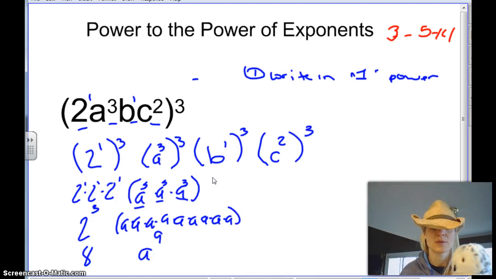So here we have b to the 1 3 times. So b, b, b. And it's all to the 1 power. So it just becomes b to the 3rd.